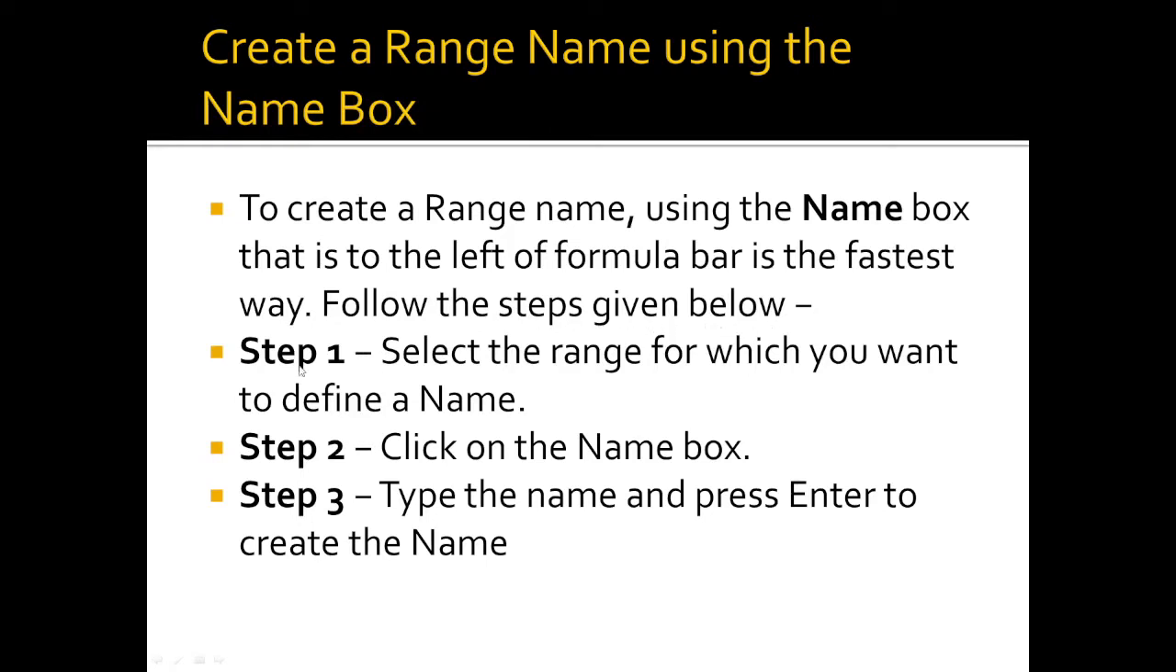The first step is to select the range for which you want to define a name. Then number 2, click on the name box, then type the name and press enter to create the name. So again, the steps: select the range, click on the name box, and then type the name and press enter.